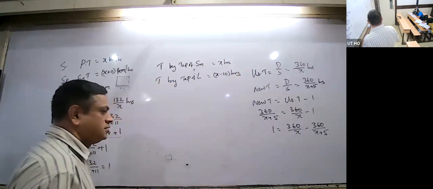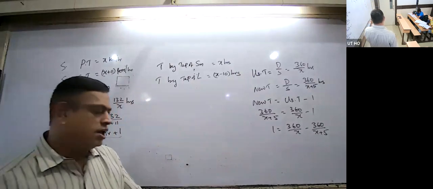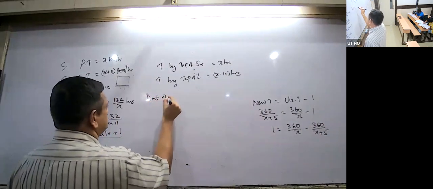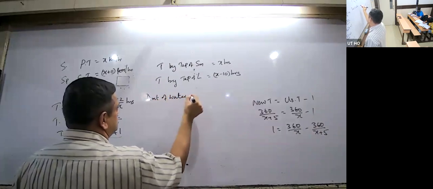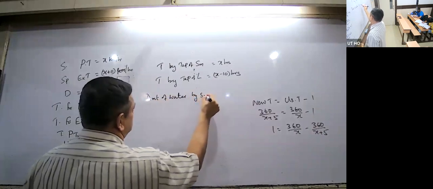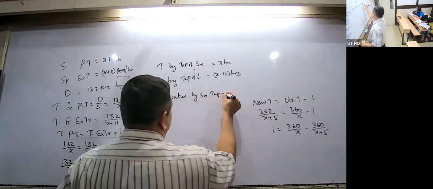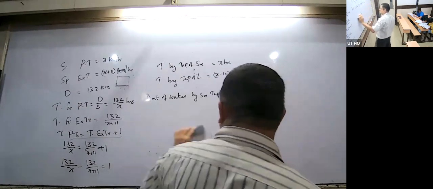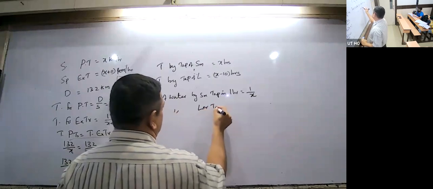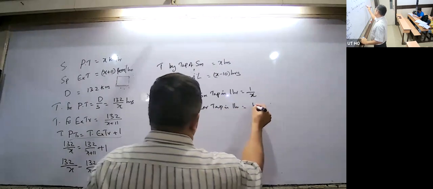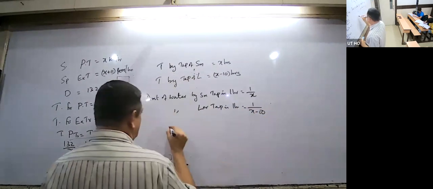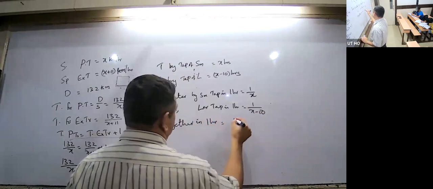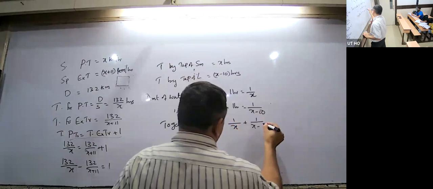Now, what is the next step here? In one hour, the amount of water filled by the small tap in 1 hour is 1 upon x. In the same way, the amount filled by the large tap in 1 hour is 1 upon x minus 10. Together in 1 hour, how much is the amount of water? 1 upon x plus 1 upon x minus 10.